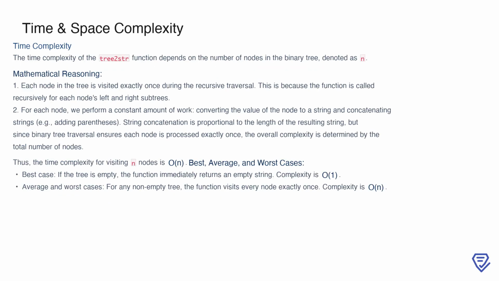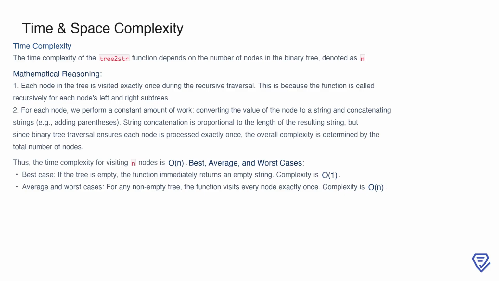To analyze the time complexity of the tree2str function, let's focus on the recursive traversal of the binary tree. The function visits each node exactly once. This happens because, for every node, the function is called recursively on its left and right subtrees, ensuring all nodes are processed. At each node, we perform a constant amount of work, like converting the node's value to a string and concatenating strings with parentheses.